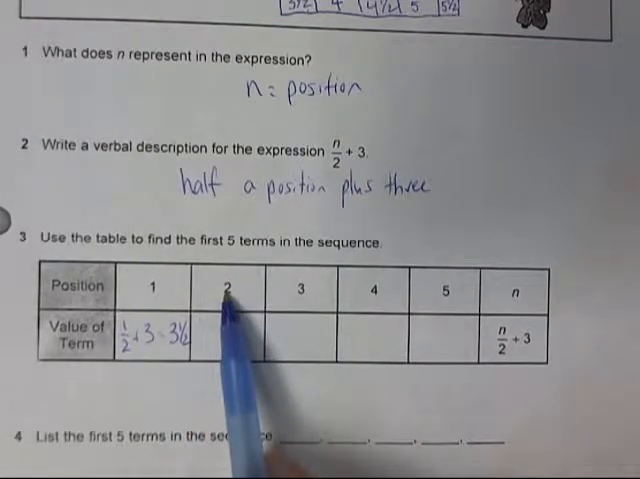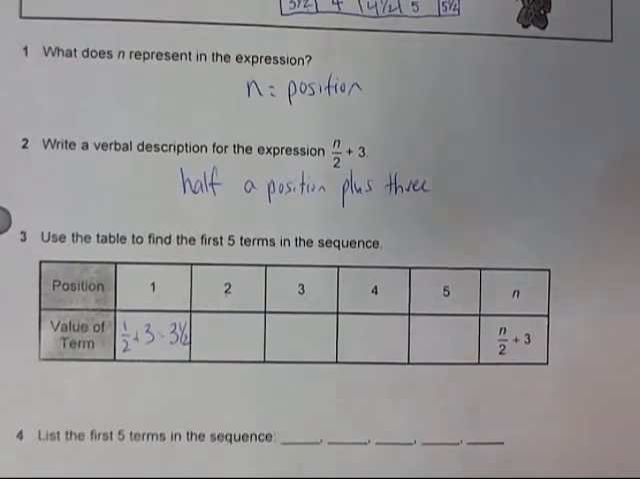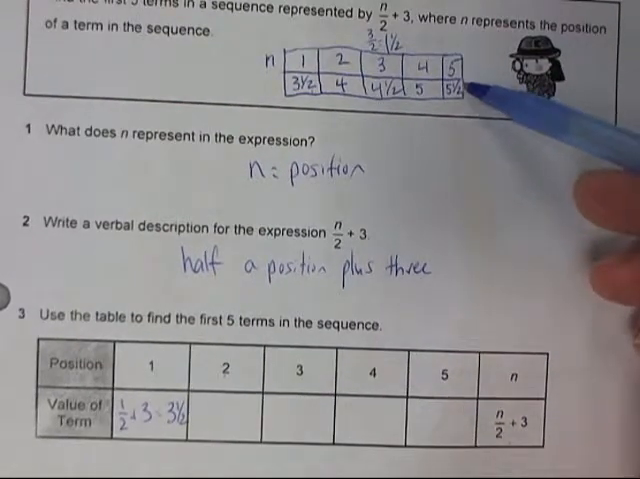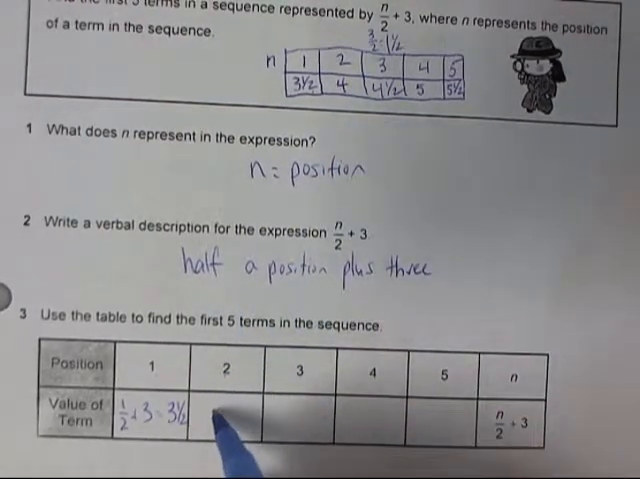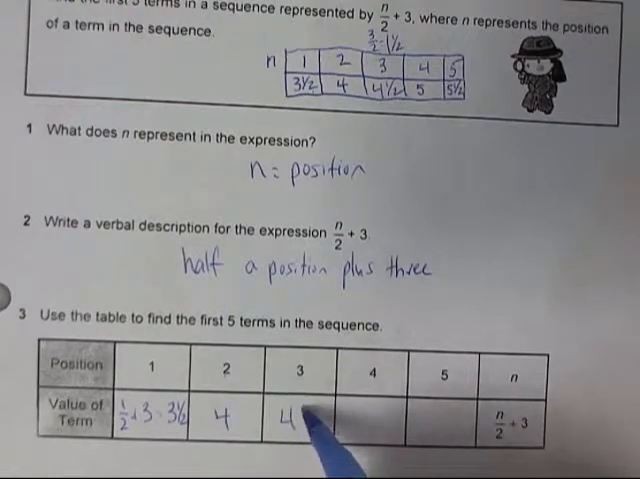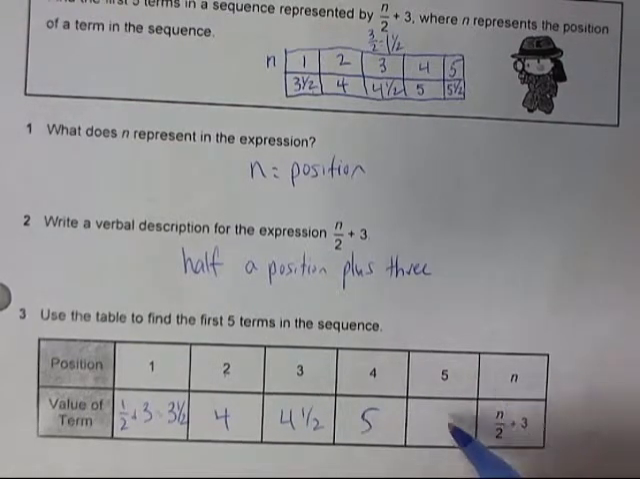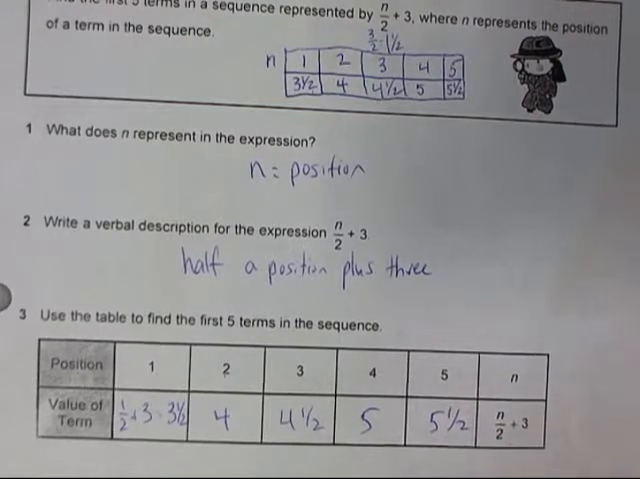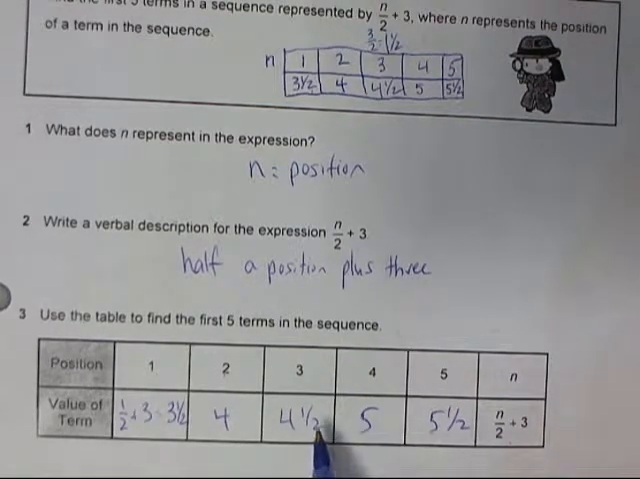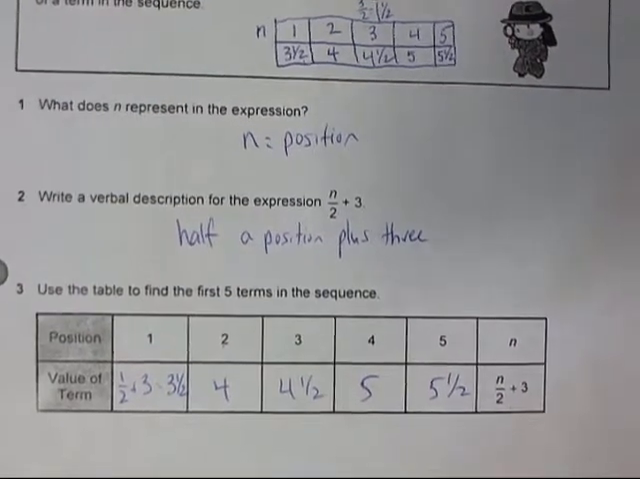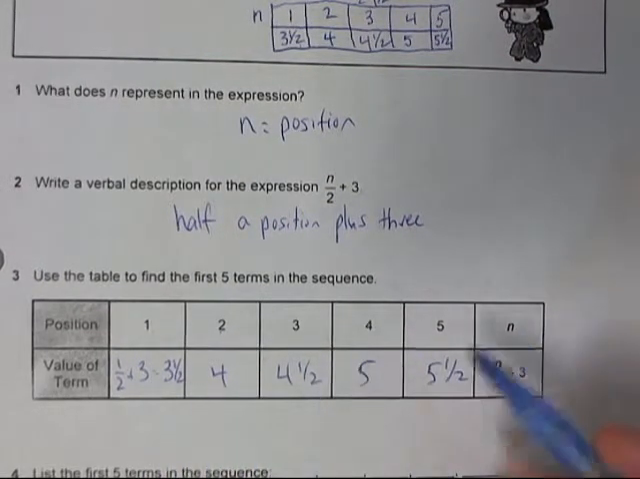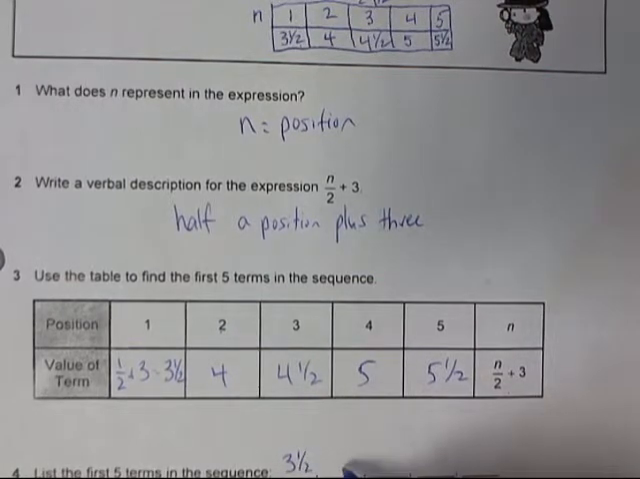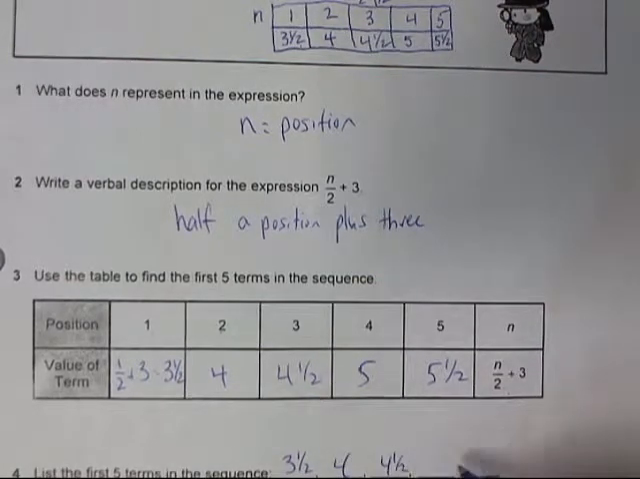Substitute position 2 into the rule. And it looks like the table is going to be the same as our first table that we created. So we can just copy these numbers from the first problem that we did. So position 2 is going to be 4, 4 1/2, 5, 5 1/2. So notice that the pattern is the numbers are increasing by 1/2 each time. List the first 5 terms in the sequence. Well, we already listed them in the table, so we just need to rewrite them. 3 1/2, 4, 4 1/2, 5, 5 1/2.